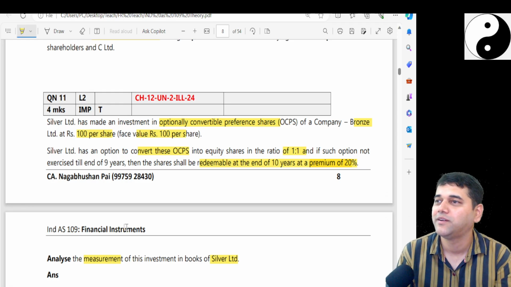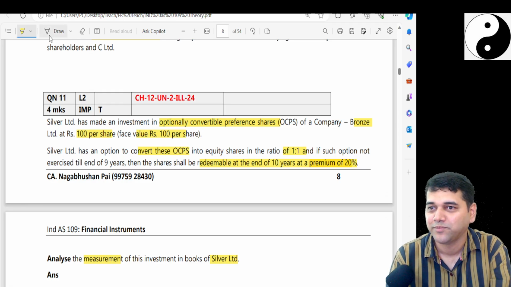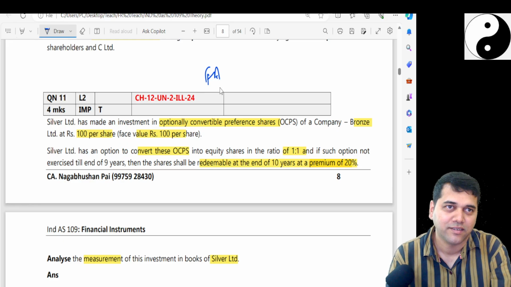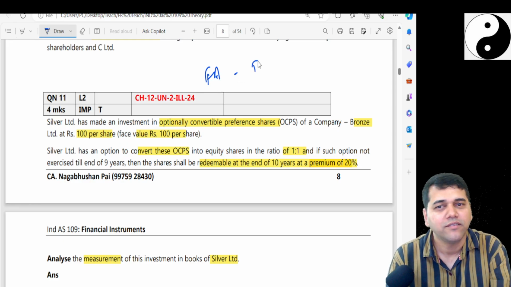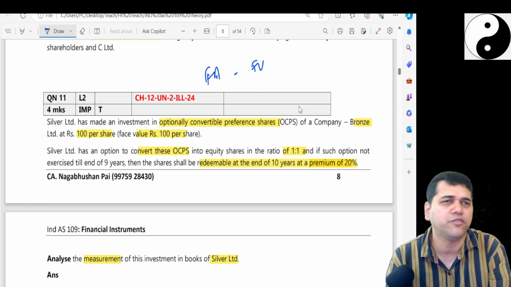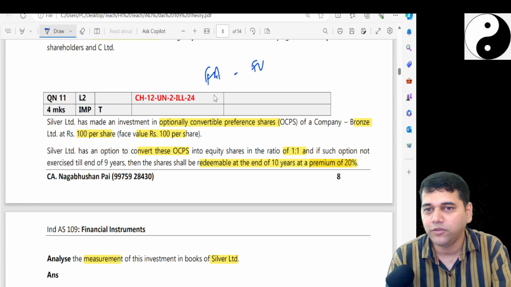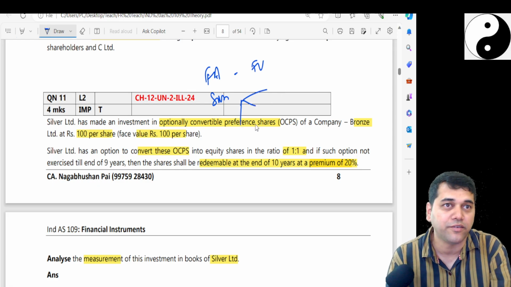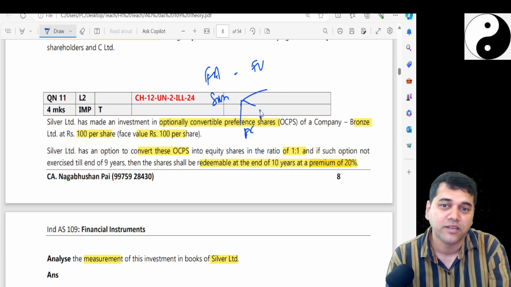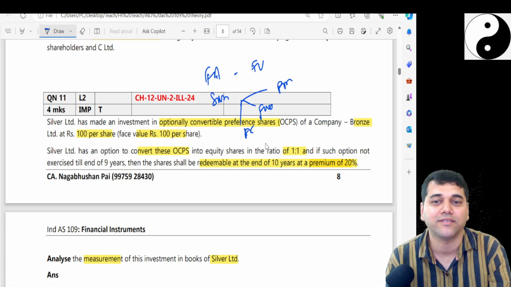This is a financial asset. Initially, how do you measure it? Fair value. What is the fair value? Present value of the future cash flows. Simple. Now, subsequently, how do you measure it? That depends upon the classification. There are 3 classifications for a financial asset: amortized cost, FVOCI, FVTPL. What are you going to classify? Amortized cost.